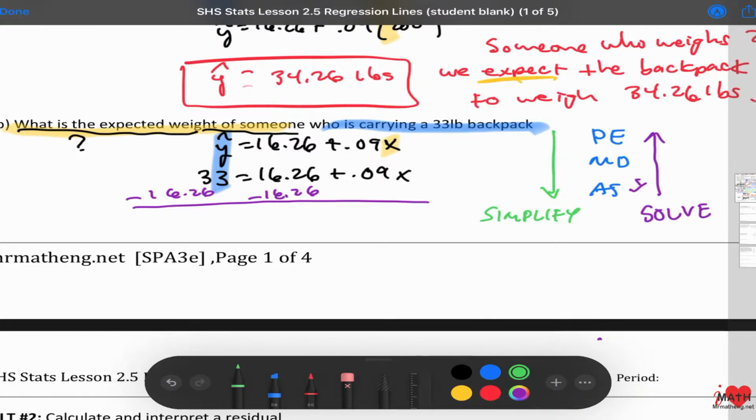If you do that, 33 minus 16.26 gives me 16.74 equals 0.09x. And then we're going to divide both sides by 0.09, and we will get x to be 186 pounds.